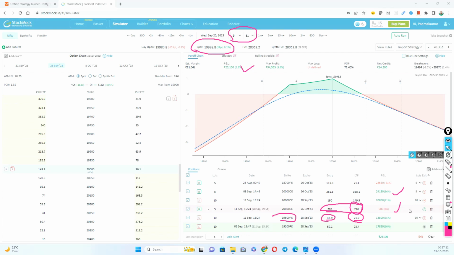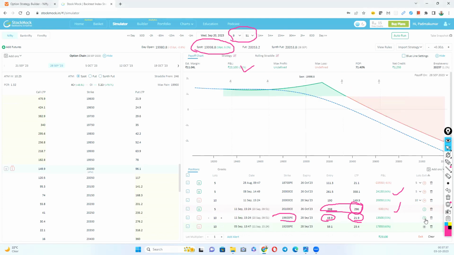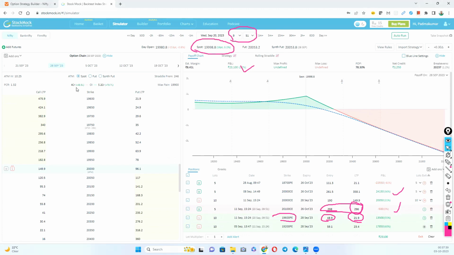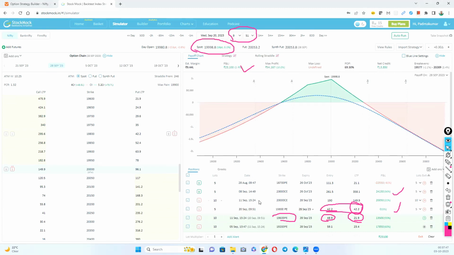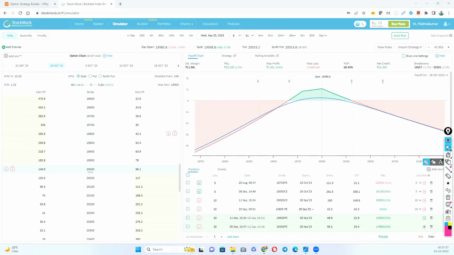We don't know whether the market takes a complete U-turn, but for the safer side, we'll exit the 19,600 put and maybe go to 19,800. Let's see. Close 19,600 and go to check 19,800. Yeah, 42, which is fine. Don't go far. Very close, right? Should not go very close. 19,800, 10 lots. Okay.